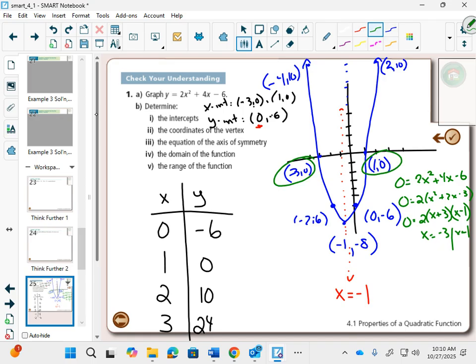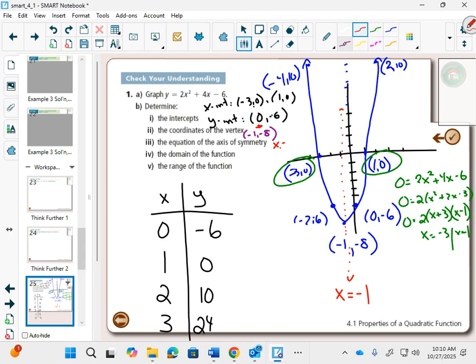And if you find your two x-intercepts, if you did that as your first strategy, you found symmetry. Because there's always going to be symmetry. So if you had found -3 and 1, halfway in between those, -1, is your axis of symmetry. So that might be a shortcut that we use later to help us find the vertex. What is the coordinates of our vertex? Coordinates of our vertex were at -1, -8.